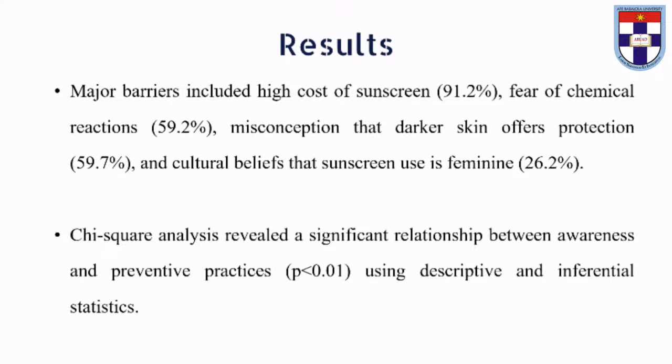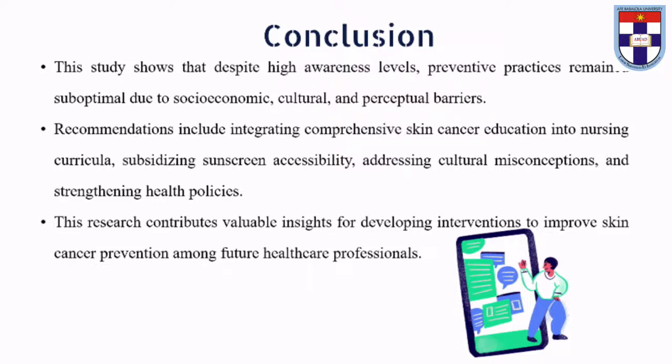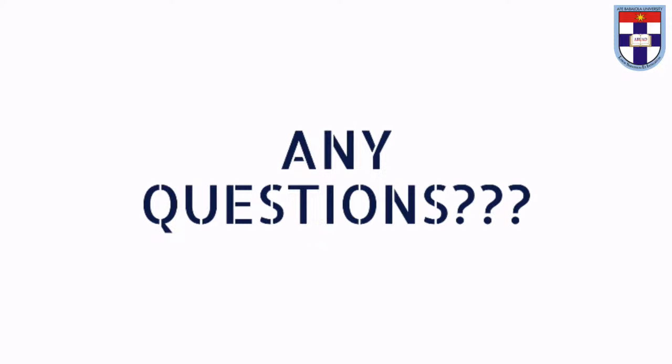Chi-square analysis revealed a significant relationship between awareness and preventive practices. So, in conclusion, the study shows that despite high awareness levels, preventive practices remain suboptimal due to socioeconomic, cultural, and perceptual barriers. Recommendations include integrating more skin cancer education into workshops and seminars. It is a different thing to know something theoretically and be able to practice it and be able to teach people through the knowledge. It contributes valuable insights for developing interventions to improve skin cancer prevention among future healthcare professionals. Are there any questions?